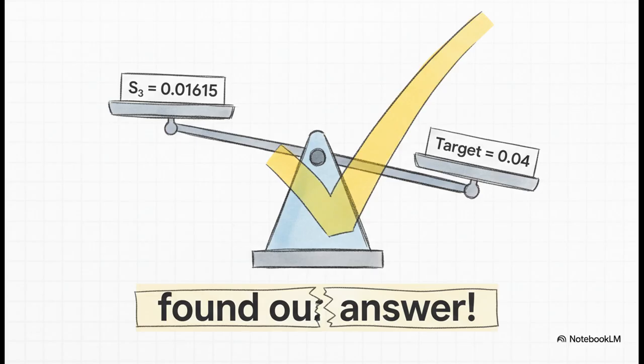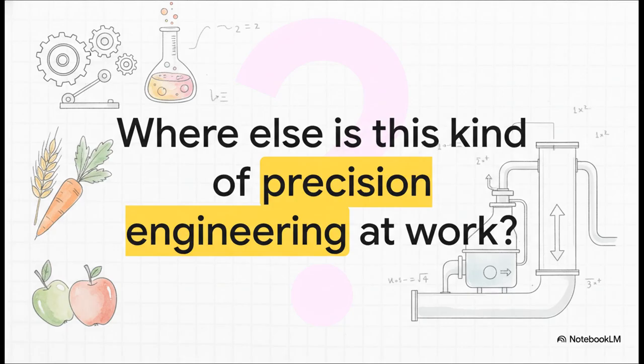We did it! So, we just solved one very specific engineering problem. But this exact kind of precise step-by-step calculation is happening all around us, all the time. From how medicines are made to how our food is processed. It really makes you wonder, where else is this kind of invisible precision engineering quietly at work?